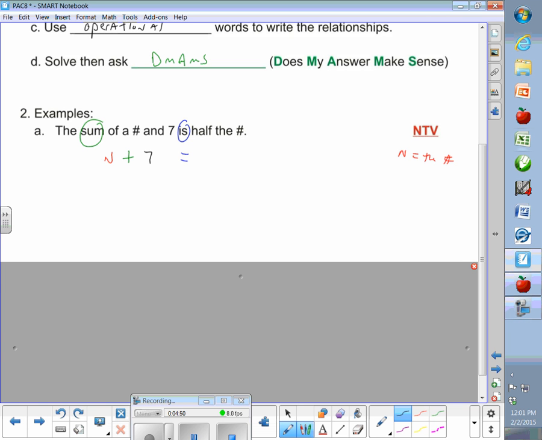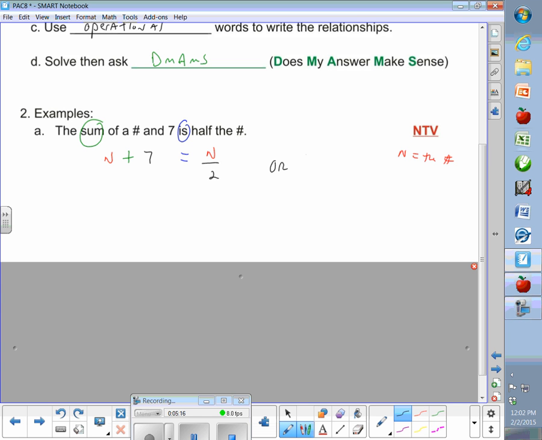How are we going to deal with this right-hand side of the equal sign? Gabe? All right, we've dealt with this a couple different ways. N divided by 2 is an acceptable way for half the number. What's the other way you could do it? Ileana? A half times n. So either way is acceptable.